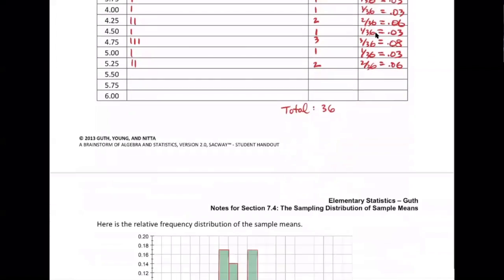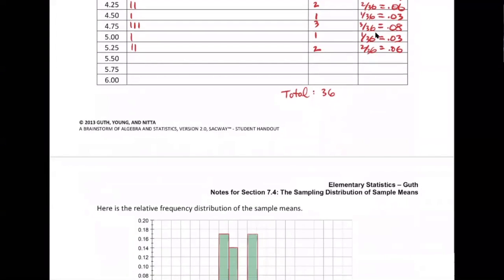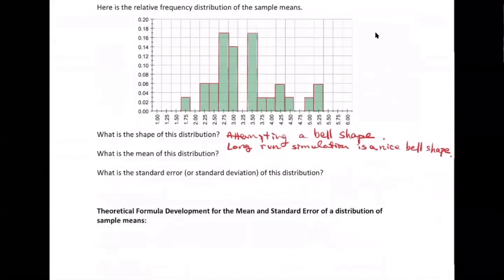All right, so back in here, yeah, we got sort of a bell-shaped distribution. It's trying. The mean was 3.44. So this is the mean of sample means.